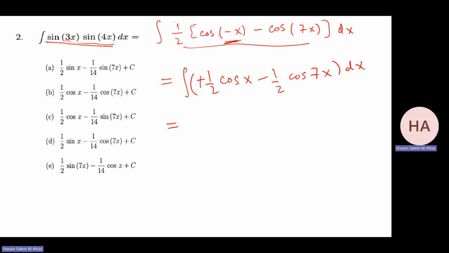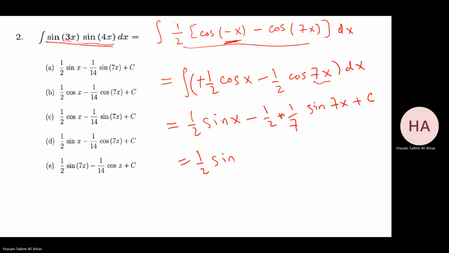What's the integral? The integral of cosine is sine. That will be half sine x minus half of this one, which you can do with u or it's 1 over 7 sine 7x plus c. So I have half sine x minus 1 over 14 sine 7x plus c. Just use the formula, then we do it.